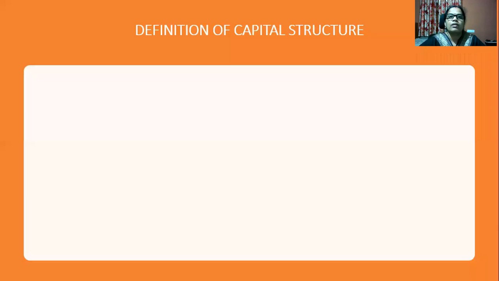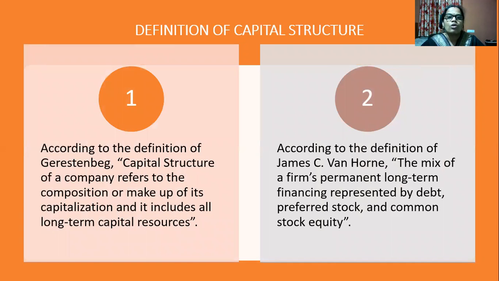Now coming to the definitions of capital structure. According to the definition given by Gerstenberg, capital structure of a company refers to the composition or the makeup of its capitalization, and it includes all long-term capital resources. According to James C. Van Horne, the capital structure refers to the mix of a firm's permanent long-term financing represented by debt, preferred stock, and common stock equity. So by this, we understand that capital structure refers to the composition of a company's long-term capital.